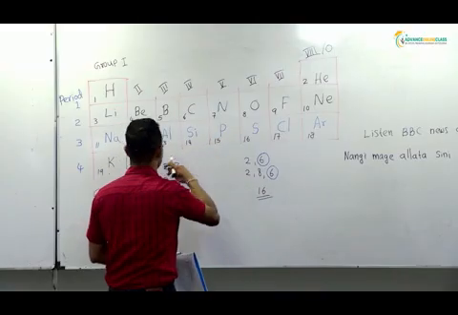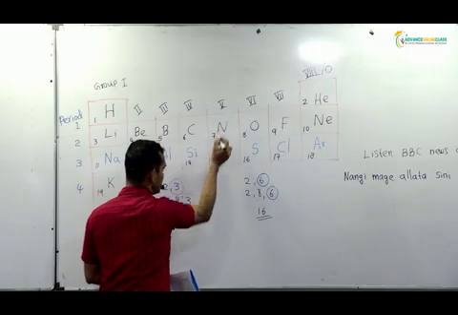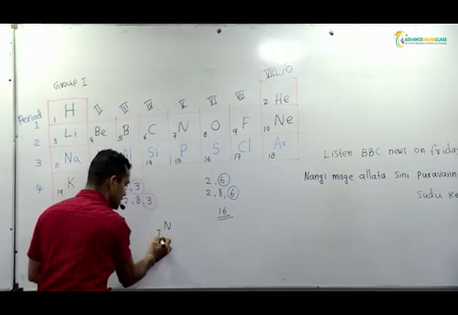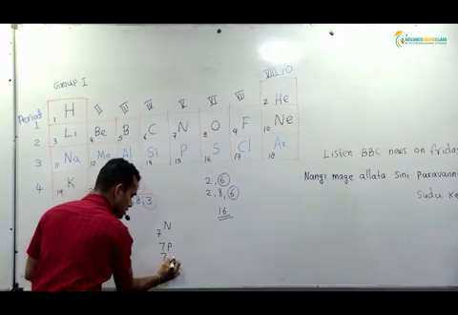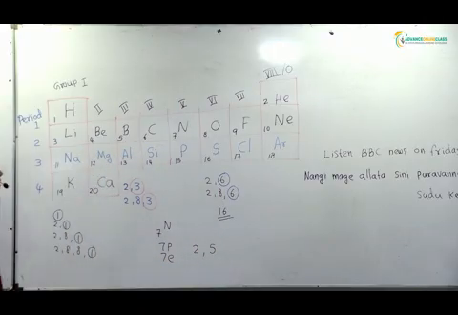Therefore, right? Some students find it like this: period 2 here, group 5 here. That means nitrogen. Nitrogen is 7. 7 protons, 7 electrons are there. Configuration 2,5. They write it using the periodic table. Our method is not that.